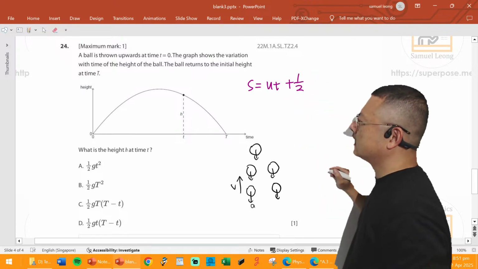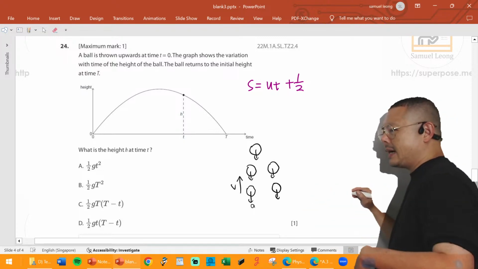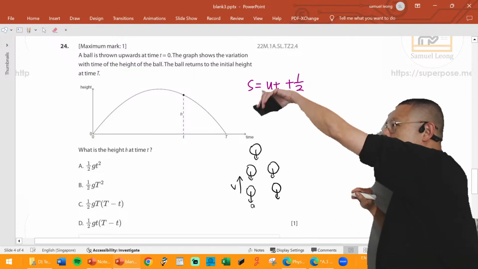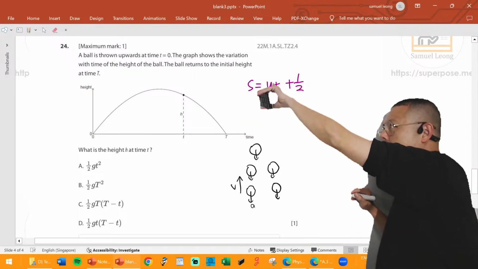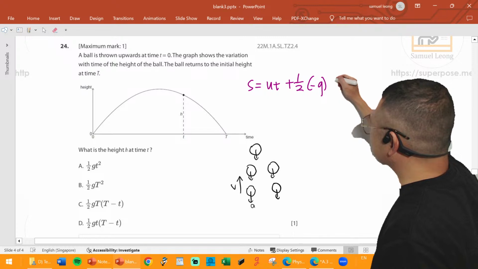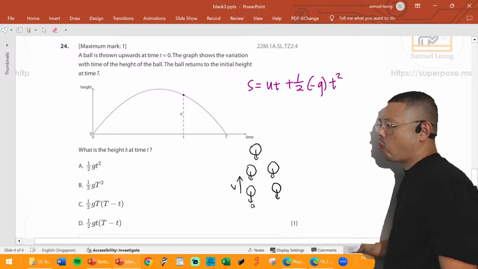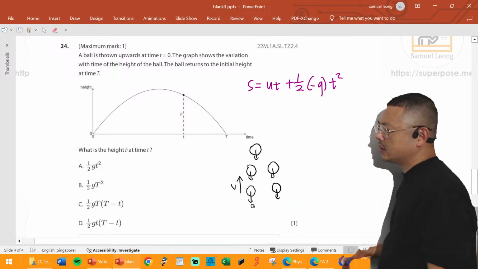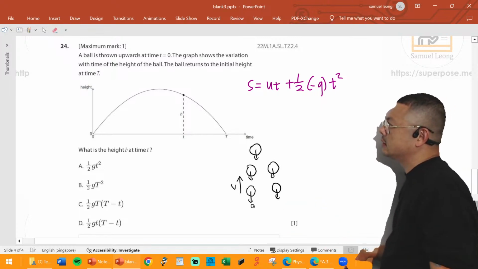Okay, so it goes up and comes back down. If you take u to be positive, that means when you shoot it upwards is positive, then it's going to be half negative gt squared. I'm going to have to put a negative sign there for that one. I don't know whether it's important. We'll deal with it later.